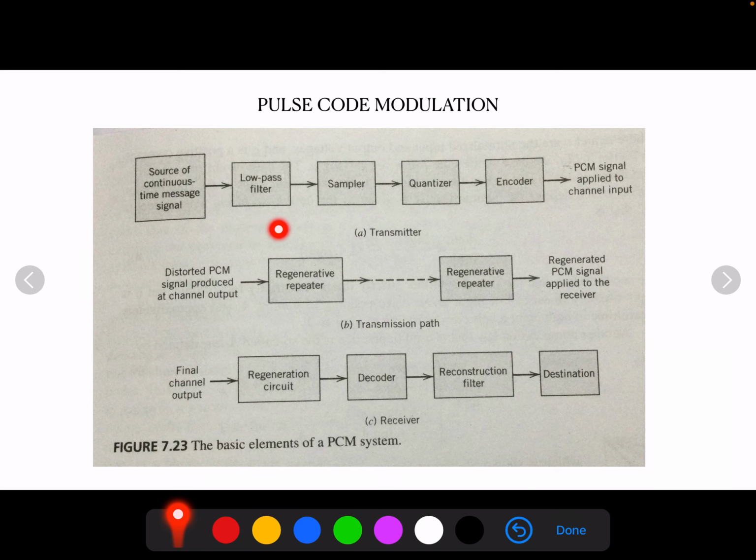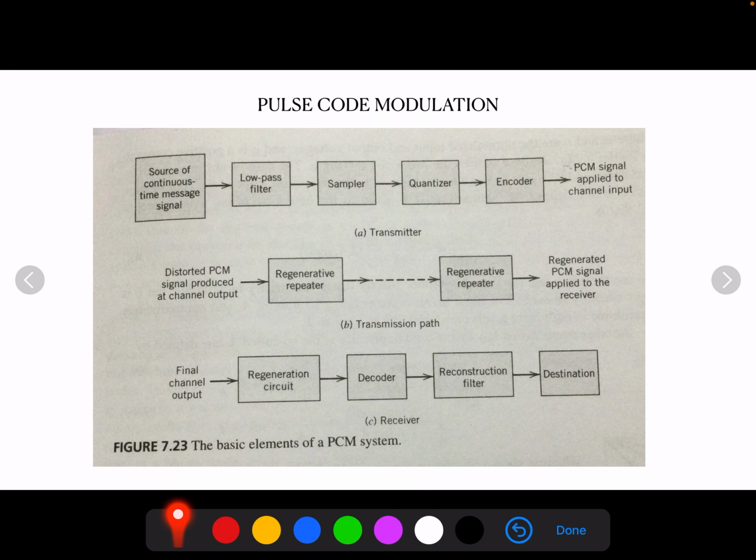The quantizing and encoding operations are usually performed in the same circuit, which we call an A to D converter or analog to digital converter. The basic operations in the receiver are regeneration of the impaired signal, decoding, and reconstruction of the train of quantized pulses or samples.